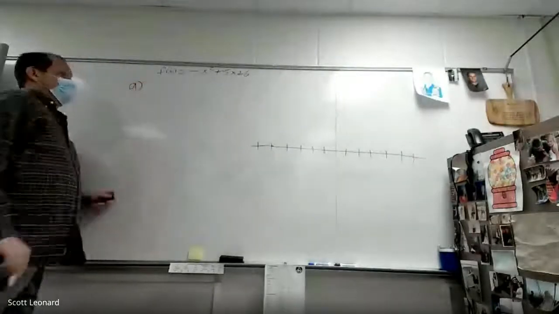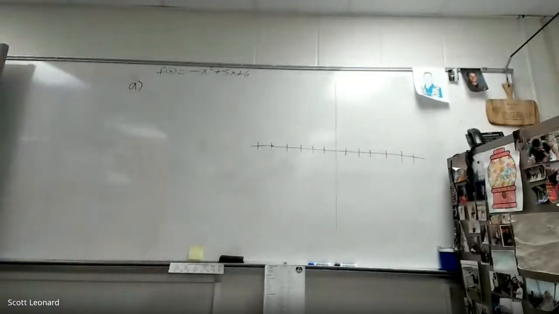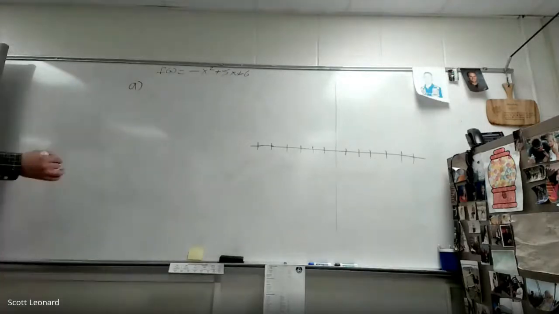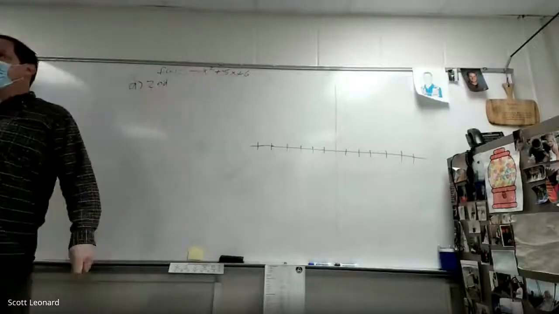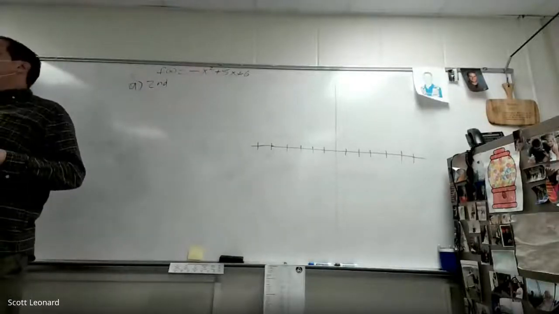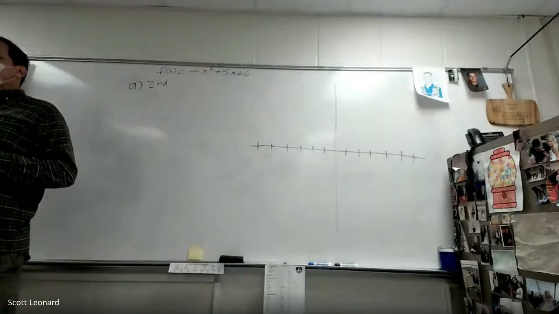Part A. You guys help me out here. What did every part A have to say? The second degree polynomial. Second degree, x squared. What do we call second degree equations? Quadratic.